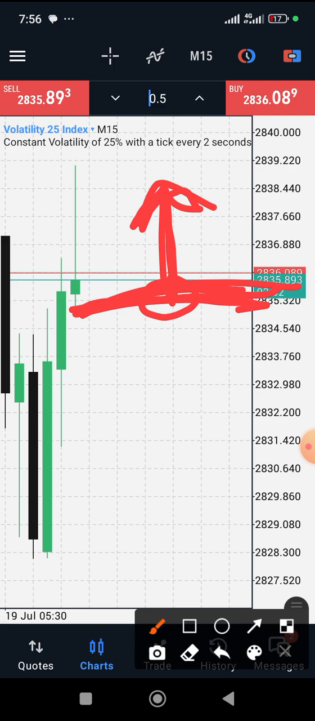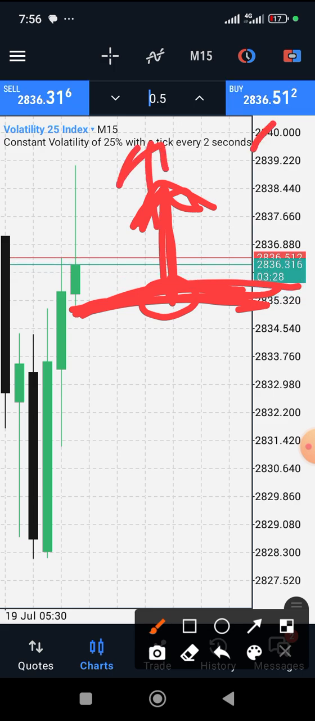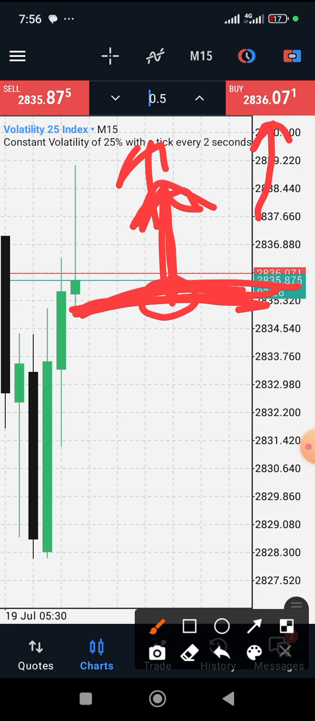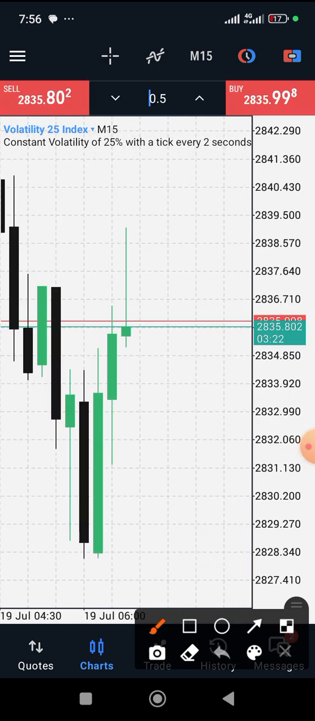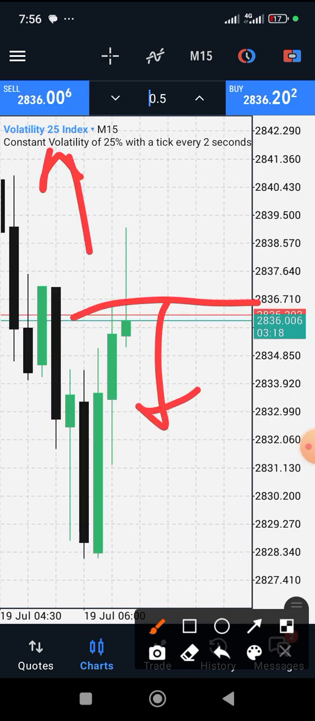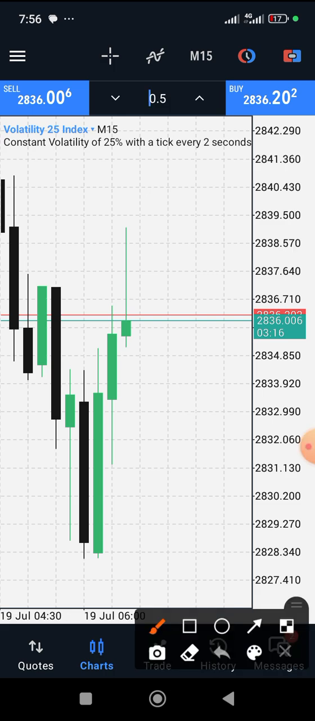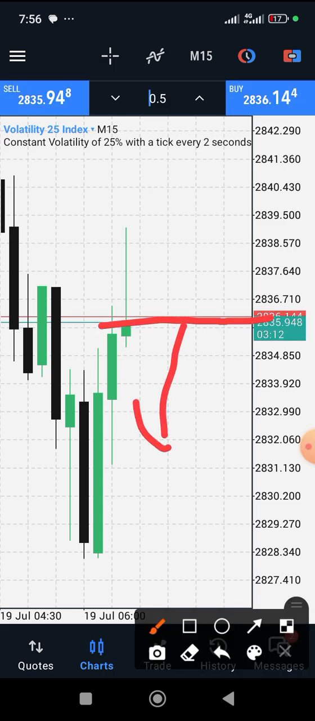So if you are putting your money on the fact that the market price will go upwards, you should click the buy button. If you are putting your money on the fact that the market price will come downwards, you should click the sell button.